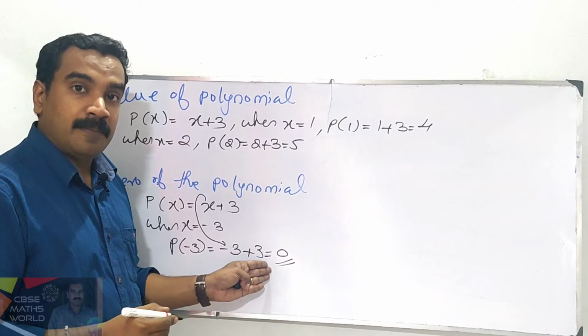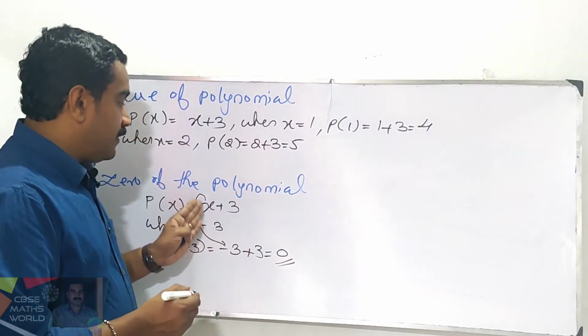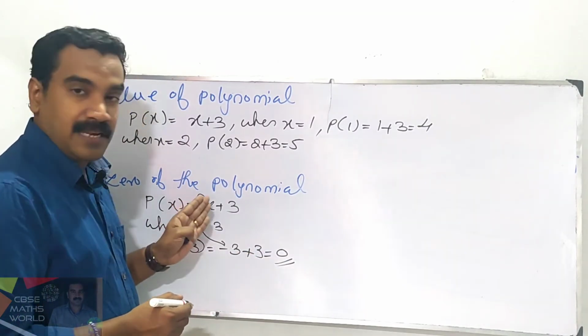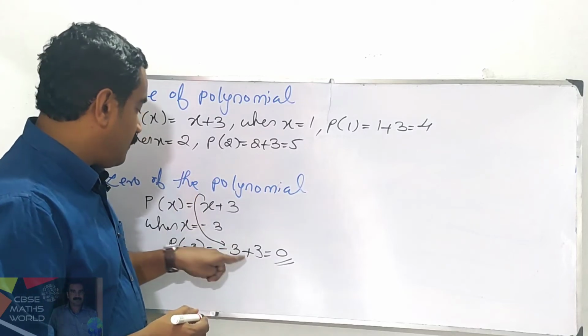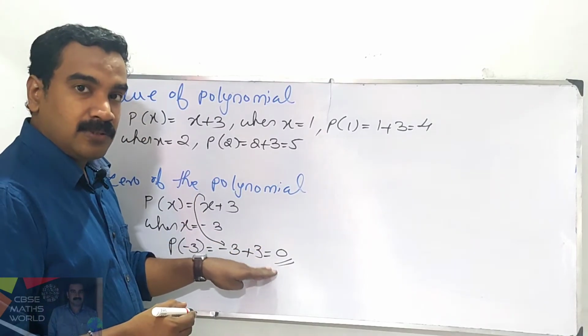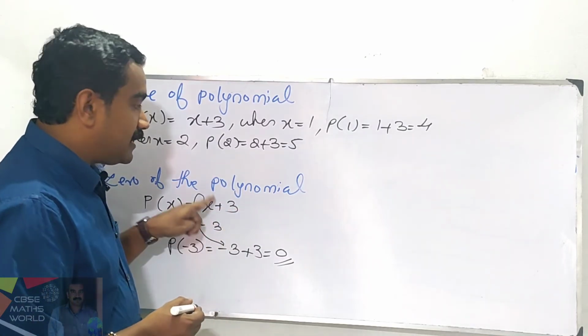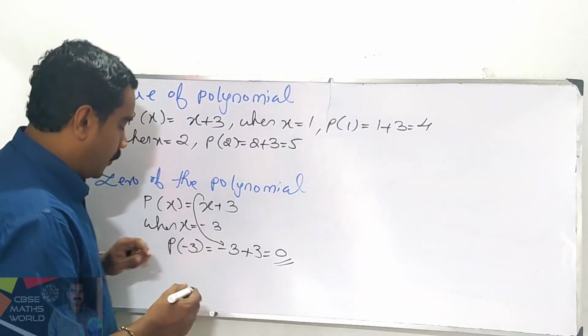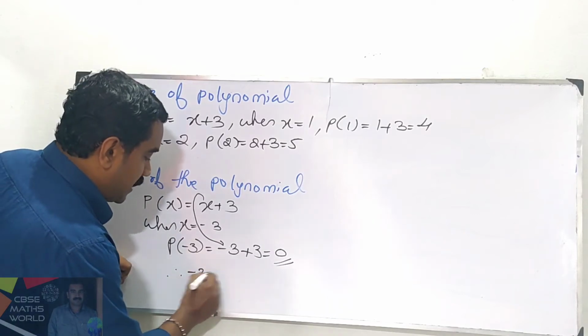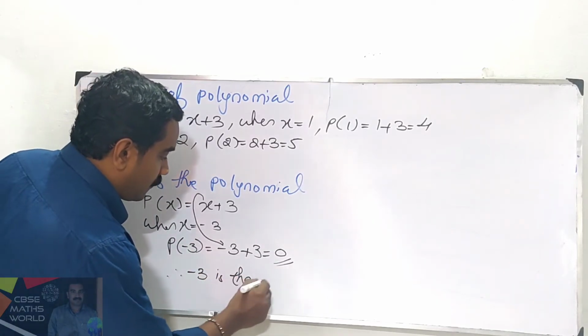So when we give the value of the variable as minus 3, we get the value of the polynomial as 0. At that time the value of the variable is minus 3. So we can say that minus 3 is the 0 of the polynomial. Therefore minus 3 is the 0 of the polynomial.